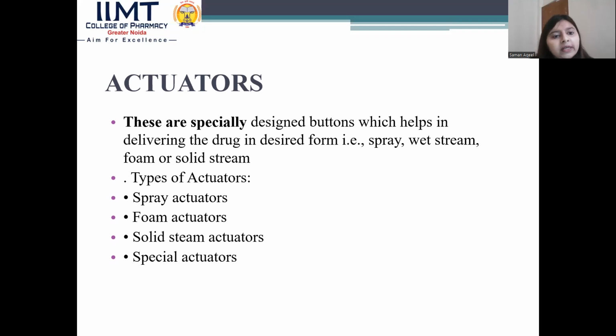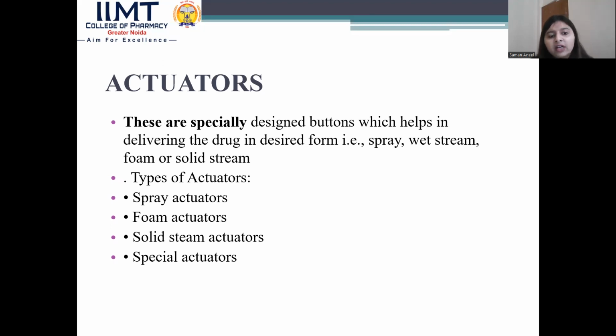Now, the fourth component is the actuator. These are specially designed buttons. Buttons you can see whenever you see a perfume or any aerosol, you have to press a button-like structure. That is the actuator. These are specially designed buttons which help in delivering the drug in the desired form. That is spray, wet stream, foam, or solid stream, whatever it is.